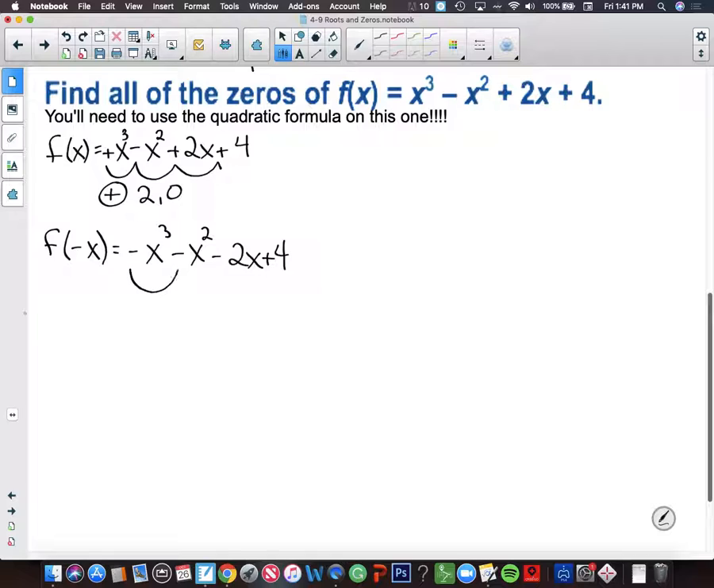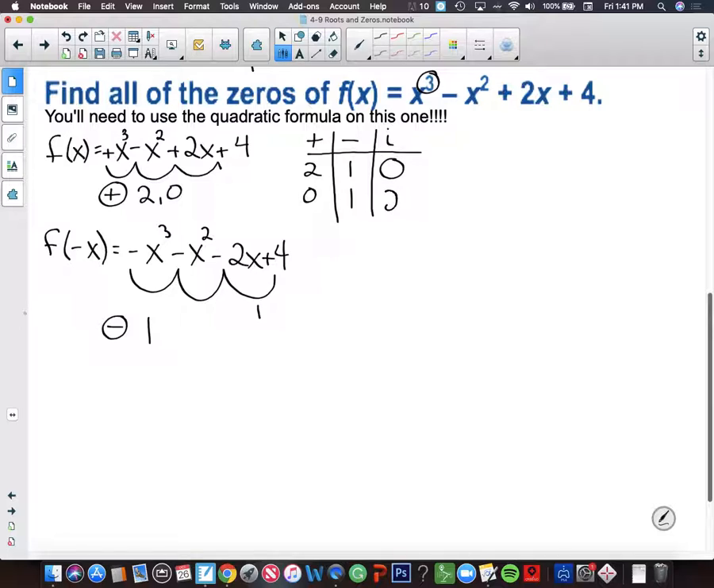Counter negatives. Nope. Nope. Yep. We got 1. So we can only have 1 negative 0. So in this case, it doesn't help us a ton, right? So if we make our little chart, I can have 2 or 1, 0 or 1, because that's my negative. And then I'm going to fill out my imaginaries because we are a third degree polynomial. So we just have 0 there, we got 2 there. That's our possibility chart.